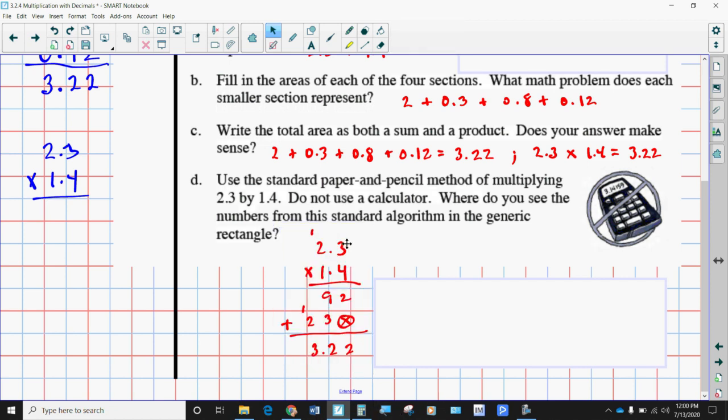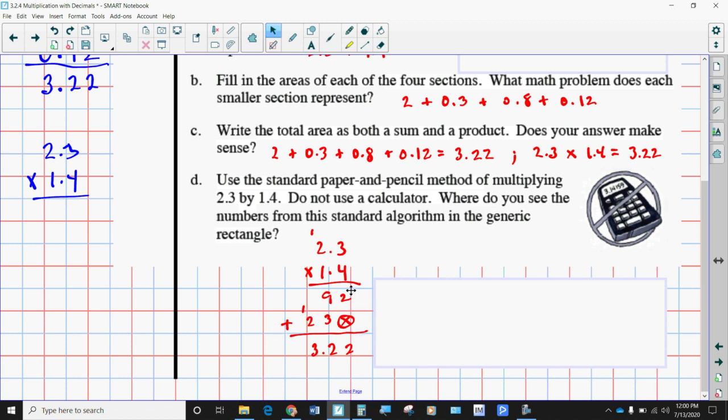We would take 4 times the 3, and we learned to write the 2 here because the answer is 12 and carry the 1. Then we multiply 4 times 2, which is 8, and then add the 1 to make 9, and we've completed that first row. We're done with the 4. Then we work over to the 1, and because that 1 is in the next place value, we had to hold our place. So this became 1 times 3 is 3, and 1 times 2 is 2.